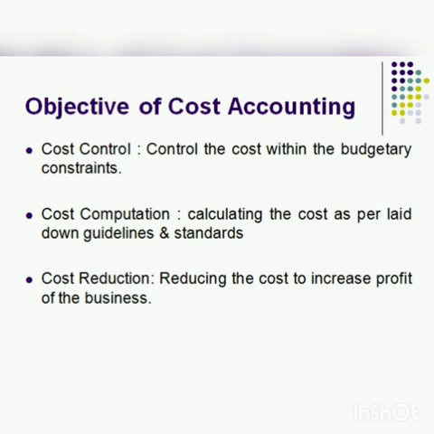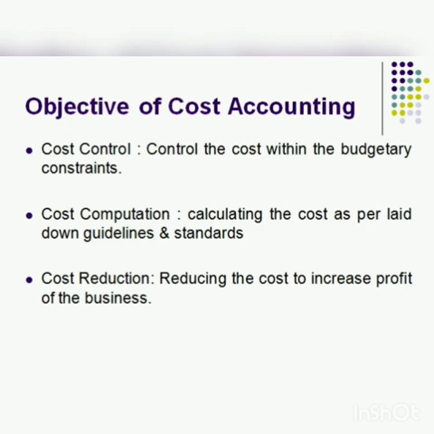Now, what are the main objectives of cost accounting? First main objective is cost control. The first function is to control the cost within the budgetary constraint management has set for a particular product or service. This is important since management allocates limited resources to a particular project or production process. Cost control is one of the important factors which cost accounting takes into its consideration.